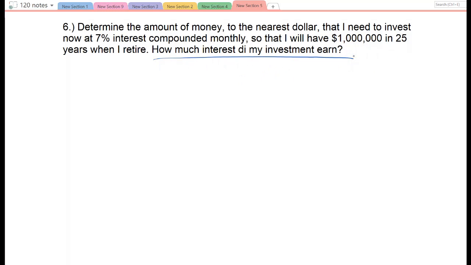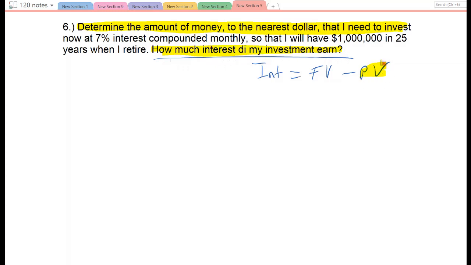Well, I have to do a little work to get there. It's kind of like the time problem. I have to do a little work to figure out interest. Interest, in this case, is going to be my future value minus my present value. My future value is $1 million. I don't know my present value, right? That's what I have to figure out. How much do I need to invest now? Determine the amount of money I need to invest now, so what's my present value? And I need to figure that out in order to figure out how much interest I earn.